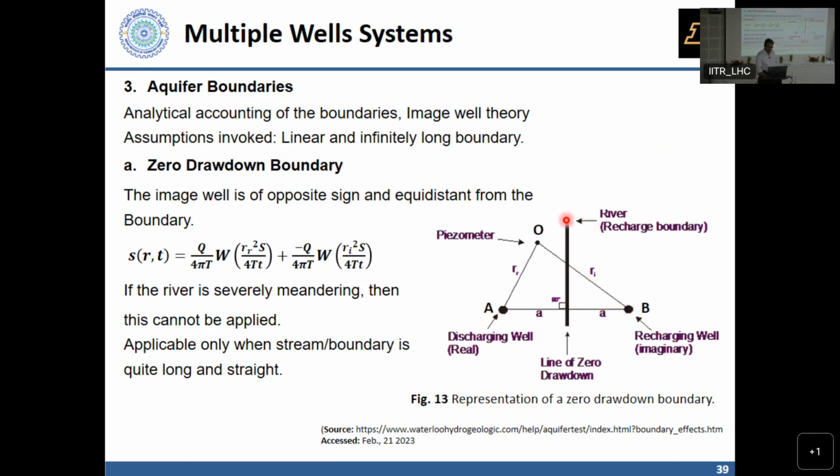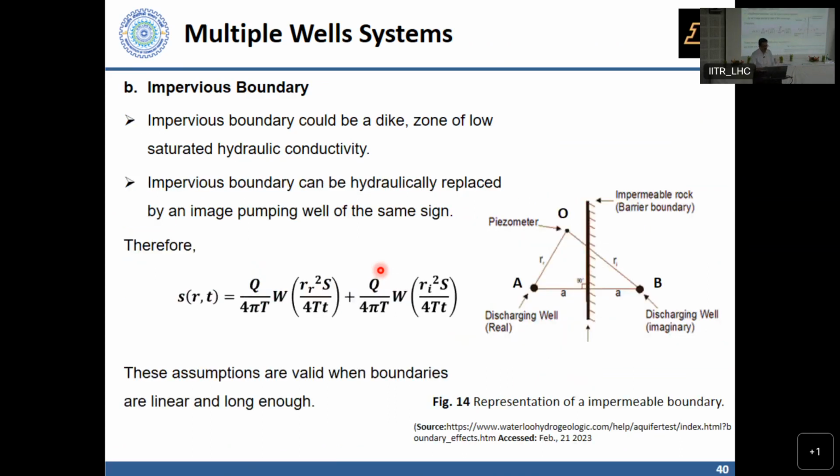So any point on this boundary is equidistant from A and B. So those two drawdowns algebraically add up to be a zero drawdown. And mathematically what that would mean is, if I'm looking at this point O, observation well, which is at a distance of R sub R from the real well and R sub I from the image well, then the drawdown that I observe over here is simply the superimposed effect of both the real and the image wells. So fairly straightforward. A similar idea applies if it's an impervious boundary. An impervious boundary means it will not allow any flux.